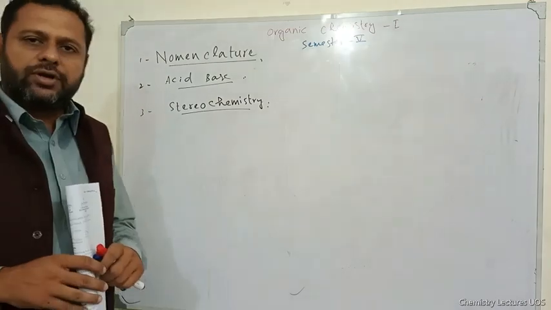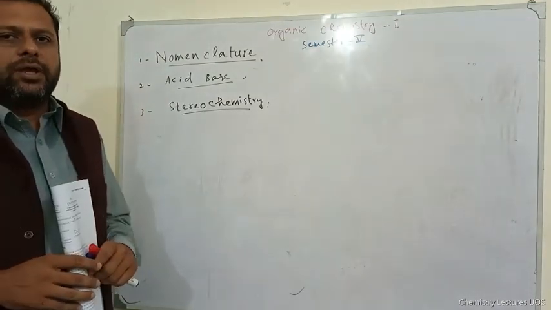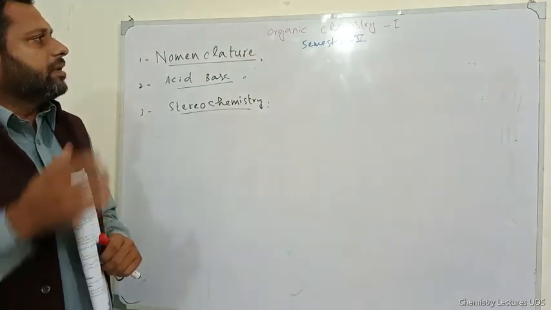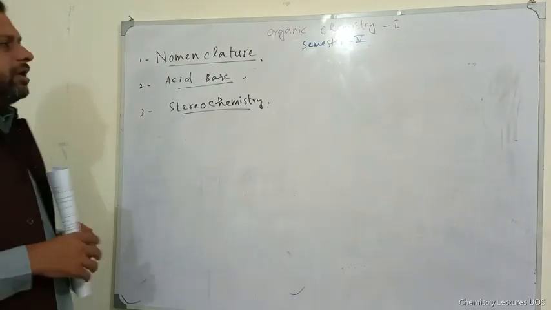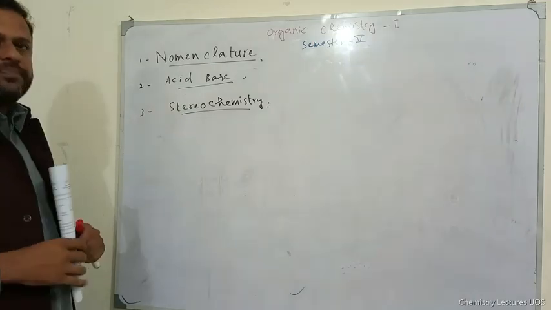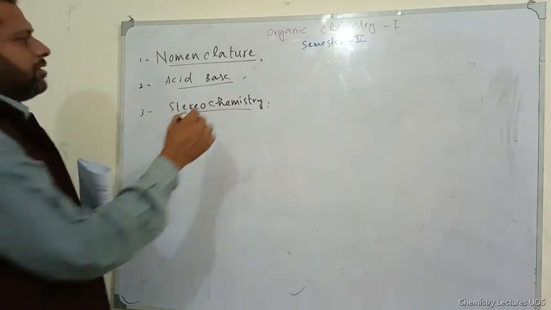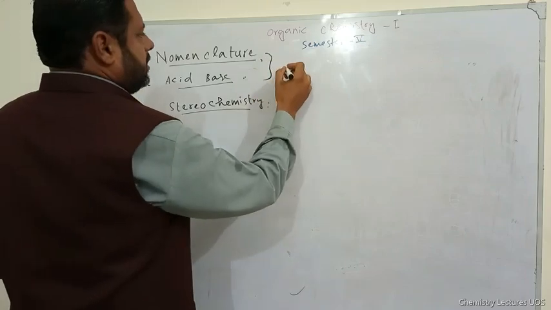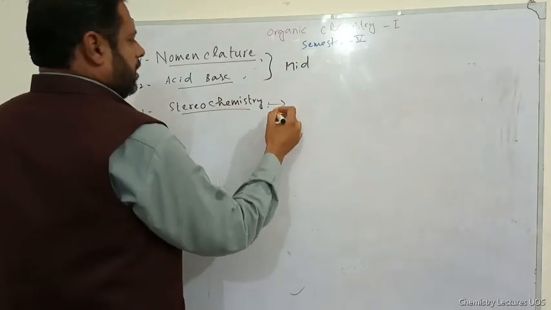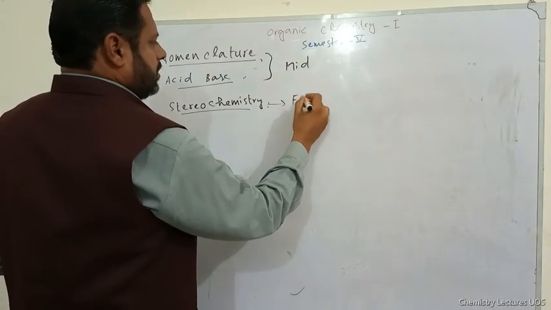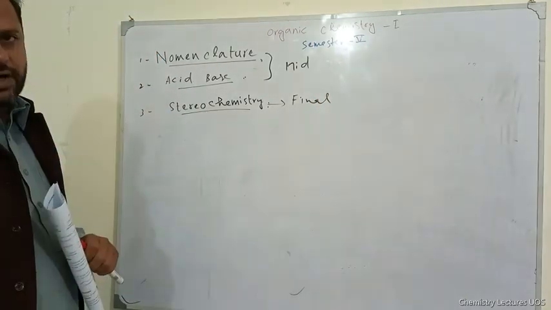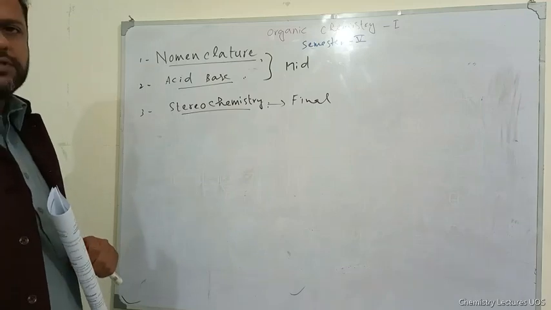Now in this semester we will read organic chemistry, and the course name is Organic Chemistry 1 in the fifth semester. This course comprises 3 chapters: Nomenclature, Acid Base and Stereochemistry. Out of these 3 chapters, these 2 chapters we will discuss before the mid and they will be included in the mid paper, and after the mid we will discuss stereochemistry, which will be in the final paper. Now we will start Organic Chemistry 1 from the first chapter, which is called nomenclature.